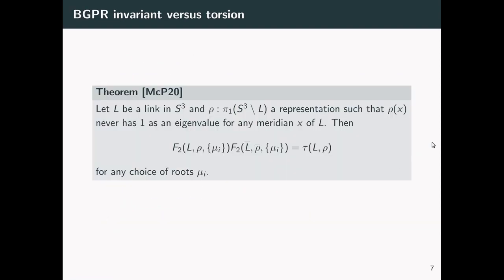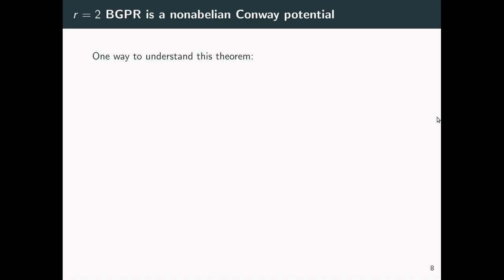All right, so what I proved recently, the paper is just on the arXiv, is that if you have a link in S^3 and a representation that never has 1 as an eigenvalue for any meridian x of your link, then this multiplication where you take f2 of L times f2 of the opposite link is equal to the torsion. So here, by L bar, I mean the mirror image of L. You sort of reverse all the crossings. And you have to change rho a little bit too. It's just sort of the obvious representation of the oppositely oriented link complement.